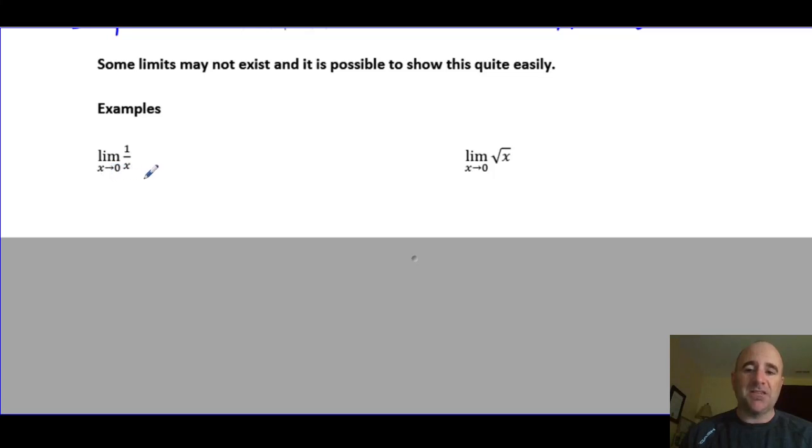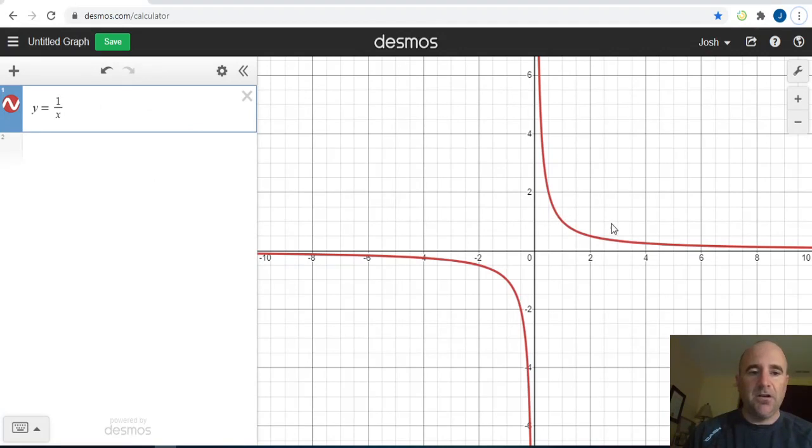Remember, limits need to be the same from the right and the left. As x gets closer and closer to 0 from the right, this gets closer to positive infinity, but from the left, when x is less than 0, it gets closer and closer to negative infinity. Just take a look at the graph quickly. You can see that very clearly in the graph here. As we approach 0 from the right, we blow up to positive infinity. As we approach 0 from the left, we go to negative infinity.